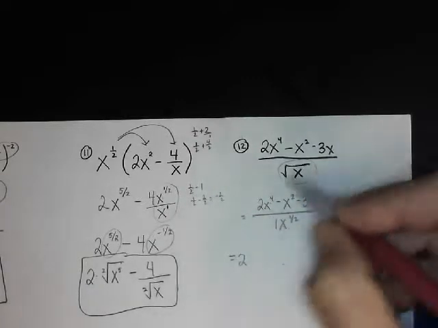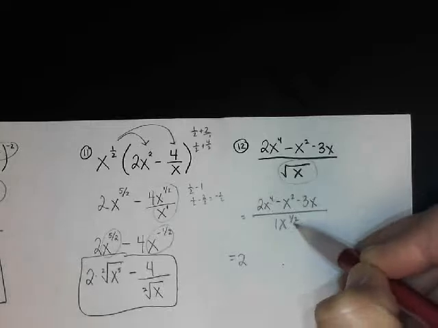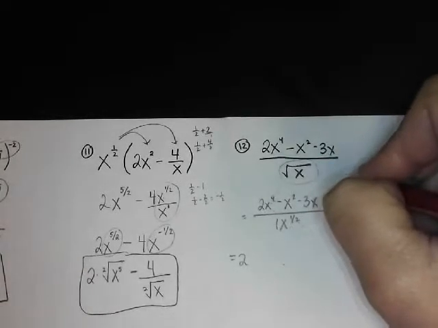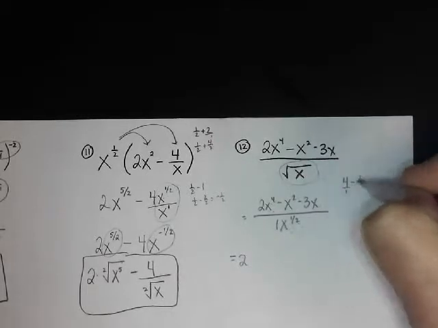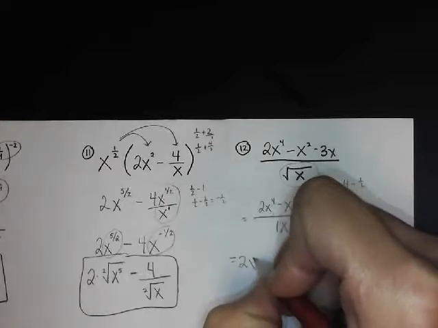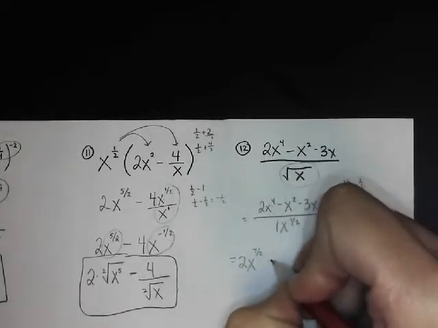2 divided by 1 is a 2. X to the 4th divided by x to the 1/2. 4 minus 1/2 is going to be 8/2 minus 1/2, so 7/2, so x to the 7/2.